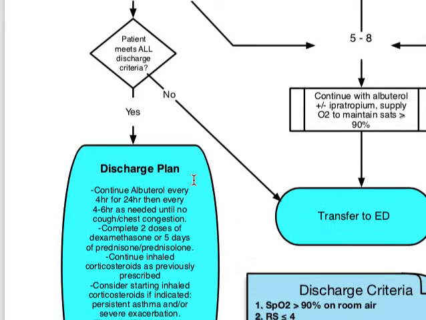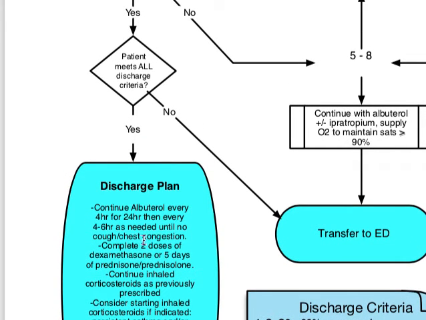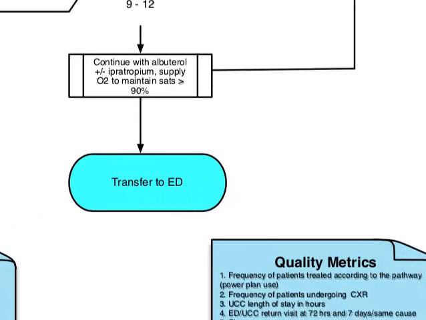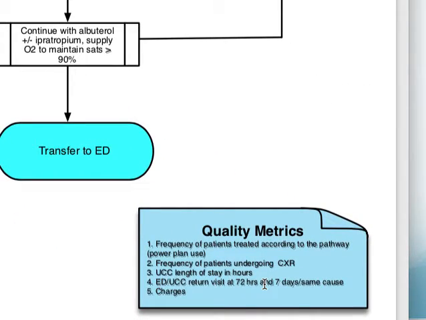Under the discharge plan, we have to remember to complete 2 doses of dexamethasone or 5 days of prednisone or prednisolone. And for the quality metrics, the Clinical Effectiveness Program will be tracking the frequency of patients treated according to the pathway, that's power plan use, and the frequency of patients undergoing chest x-ray, the UCC length of stay in hours, and the ED UCC return visit at 72 hours and 7 days for the same complaint.